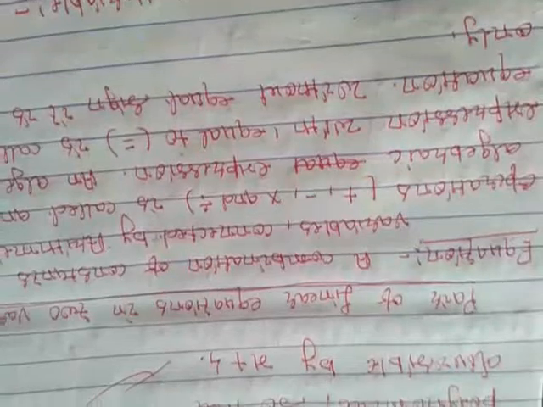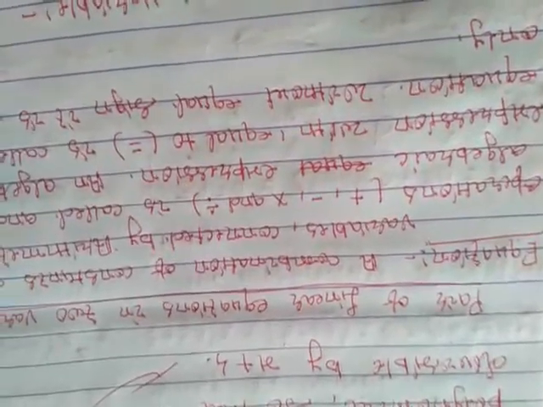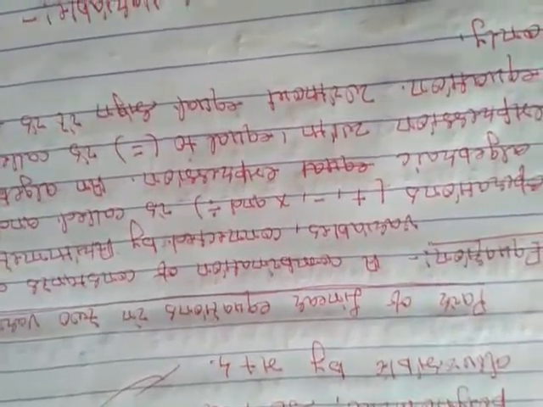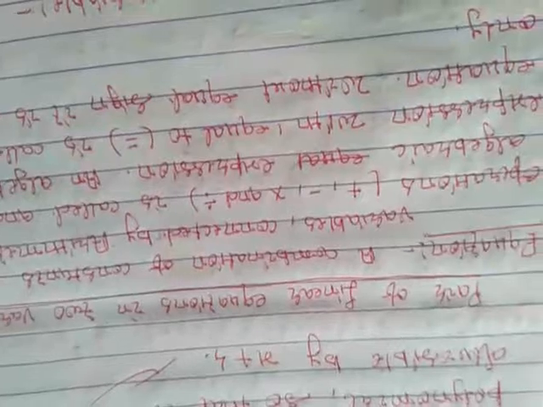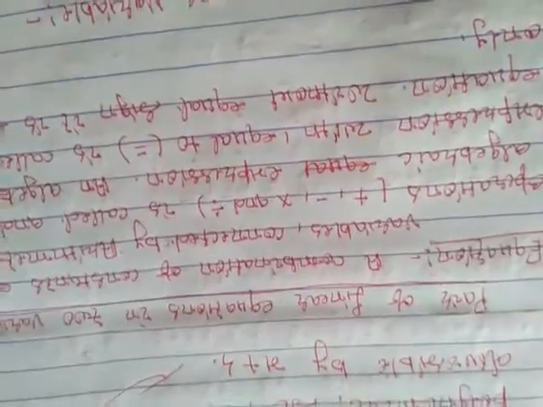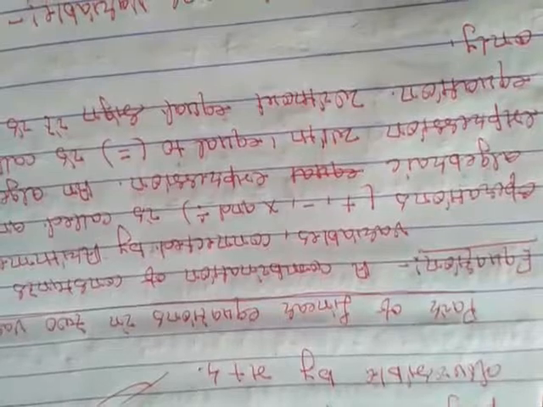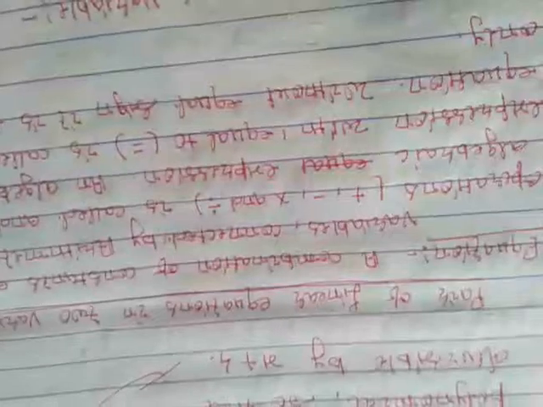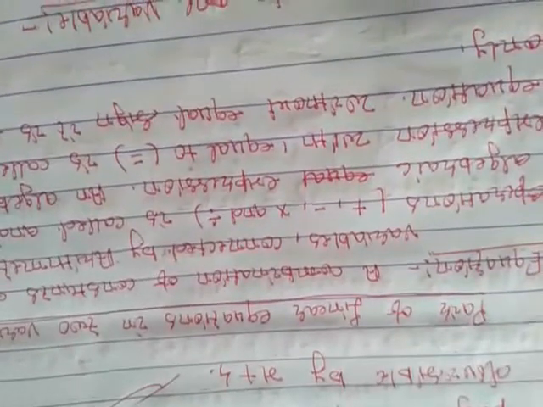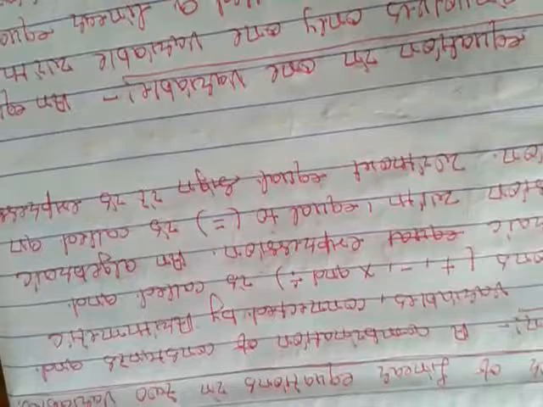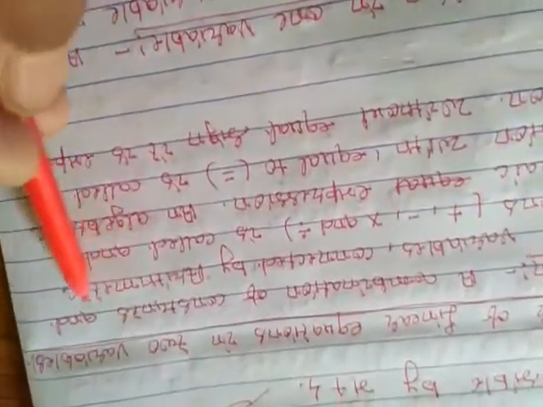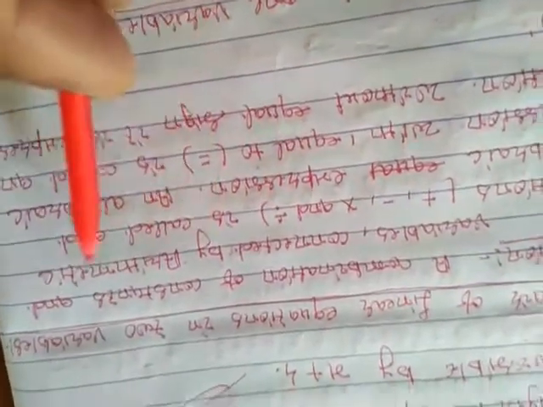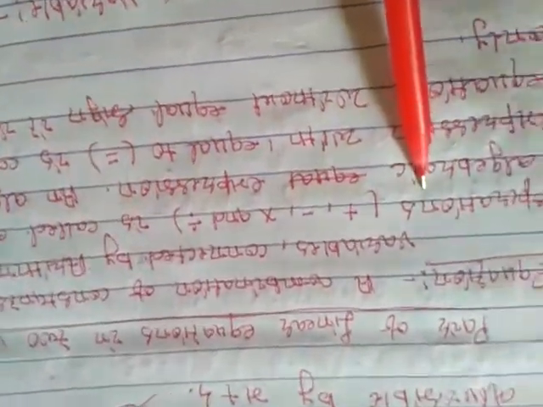As you know, the name of the chapter is Pair of Linear Equations in Two Variables. So first of all, we should understand what an equation is, and which type of expression is said to be an equation. Children, an equation can be defined as a combination of constants and variables connected by arithmetic operations.